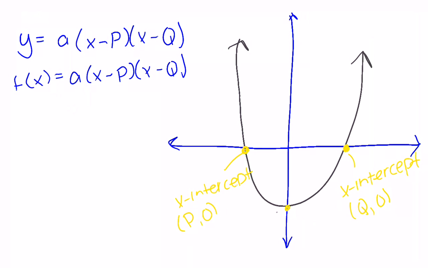Now when we're talking about our vertex here, instead of using negative b over 2a, because notice we don't have a b or a c value in this particular form of the equation, we're going to say x equals p plus q all over 2. And that's going to get us our axis of symmetry, and then we take that value and substitute it back in to find our y value.